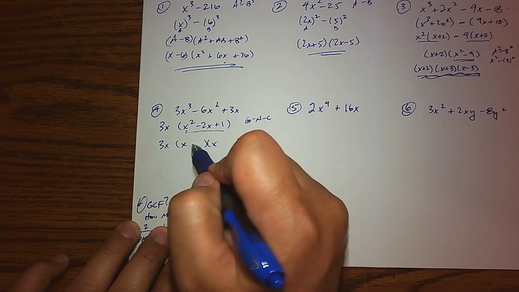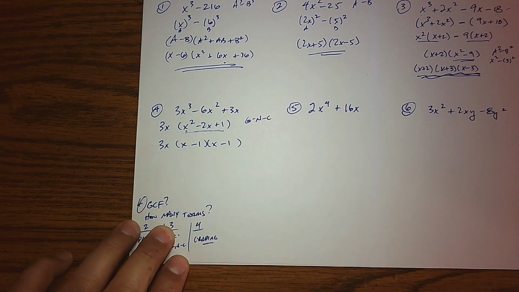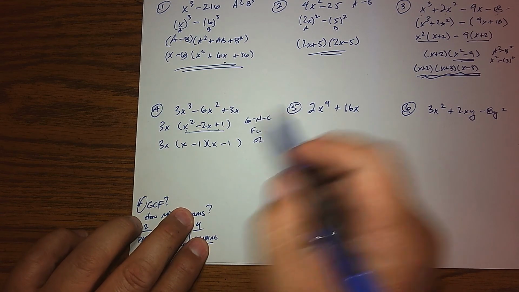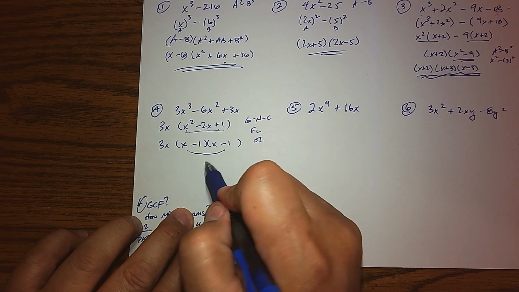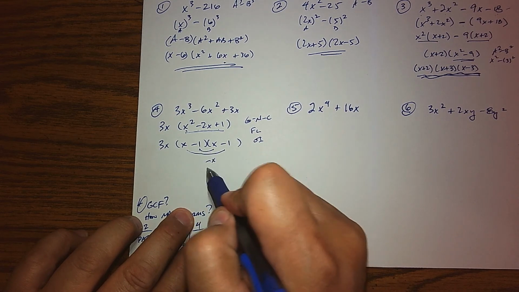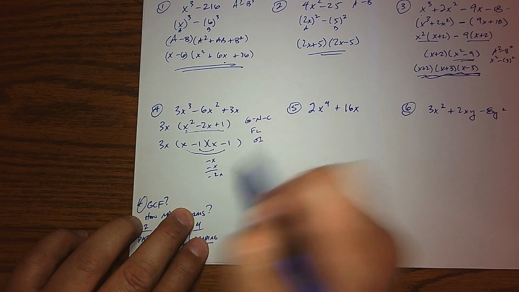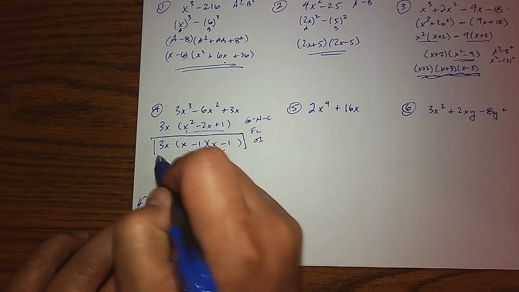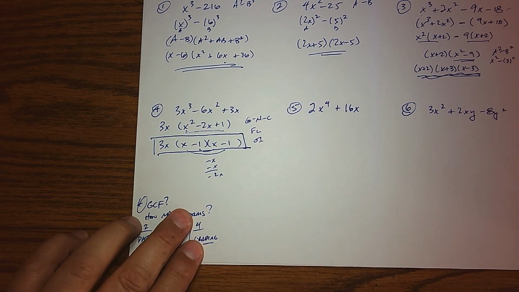So how about we use -1 and -1. All right, and so there's my F and L, now the O and the I. When I check this, the outer gives us a -x, the inner gives us a -x, for a combined total of -2x. So we did it. There is my final factored form: 3x times (x - 1) times (x - 1).